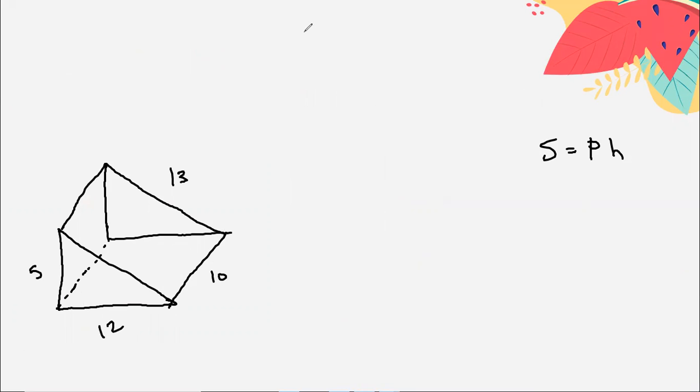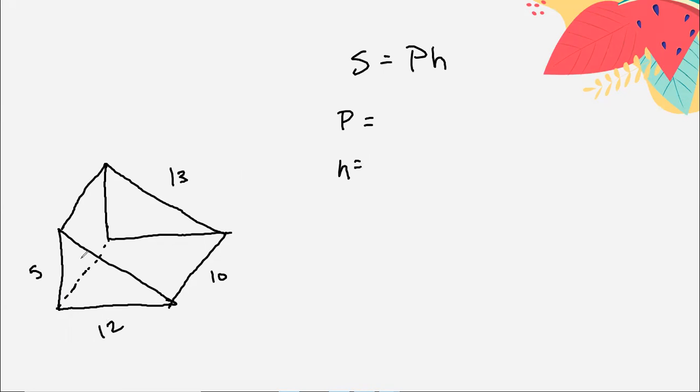Okay, so we said our formula was S equals P times H. The first thing we need is capital P. What does capital P stand for? I think she's shooting for perimeter of the base. Yes, good job. Perimeter of the base. Okay, what is our base? Which shape is our base?